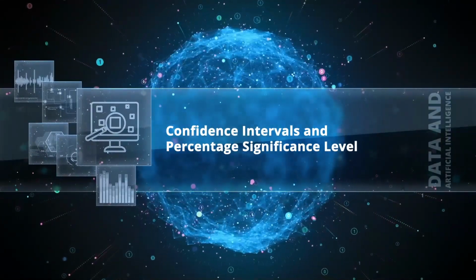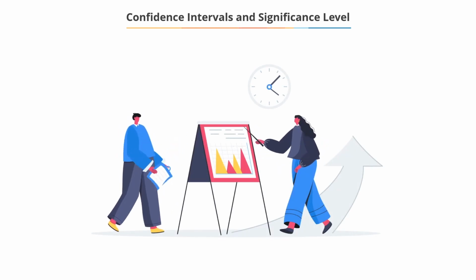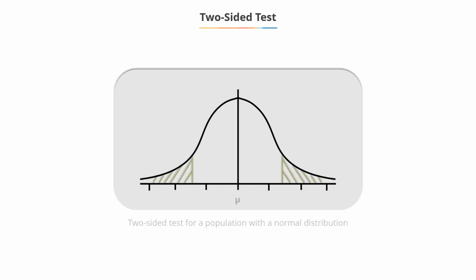Confidence intervals and percent significance level. Let us understand the topic confidence intervals, percent significance level. Let us consider the two-sided test for population mu of a normal distribution.